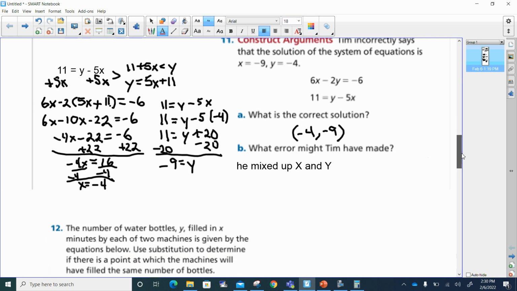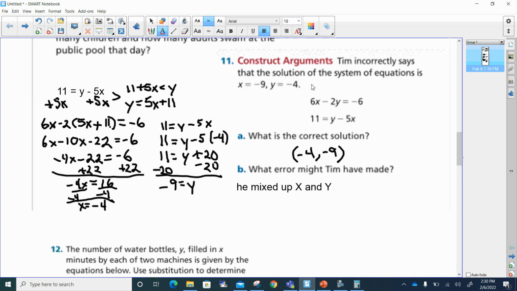I have number 11 next. Number 11 says, Chimp incorrectly says that the solution of these systems of equations will be x equals negative 9 and y equals negative 4. Let's check this out. First of all, I'm going to take this 11 equals y minus 5x. I brought it over here, and I'm going to move it around so I can find out what y is.